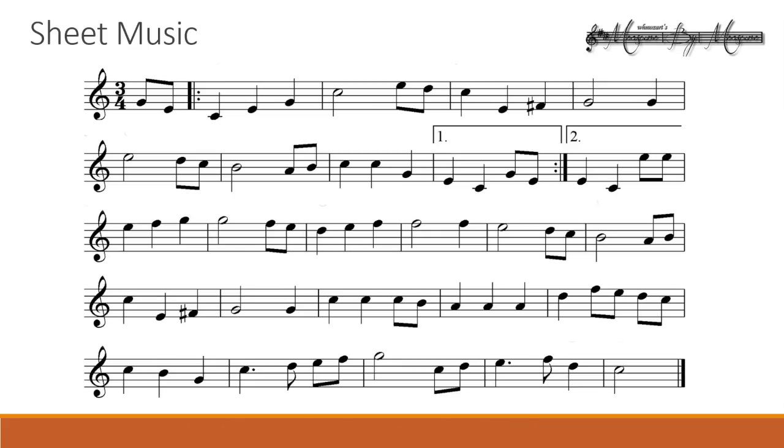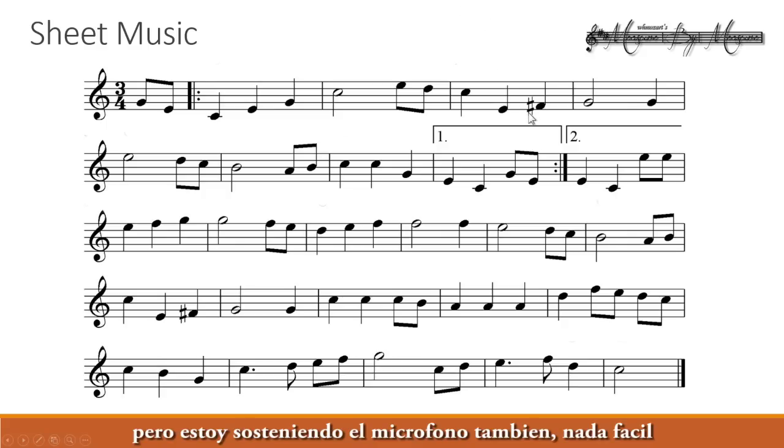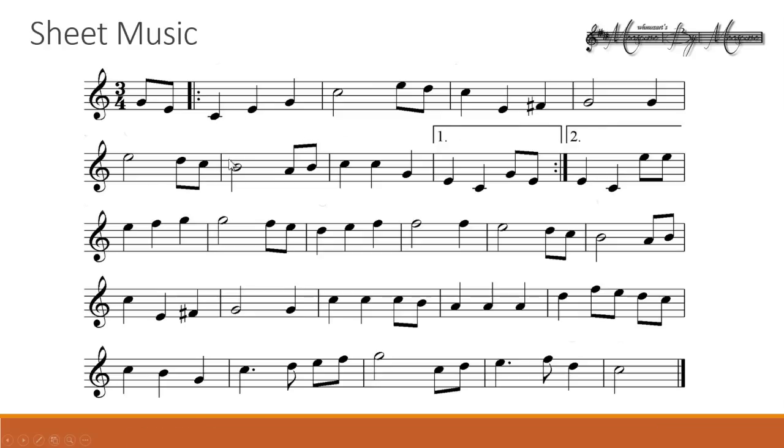This is... I misplayed that one, I'm sorry. But I'm holding a microphone too, so it's not easy. I'm not being patriotic here.